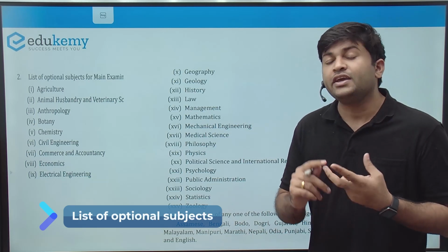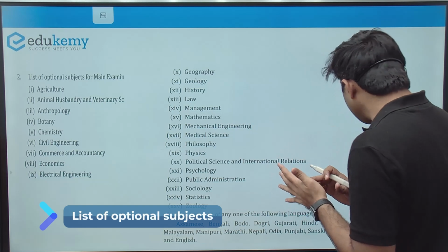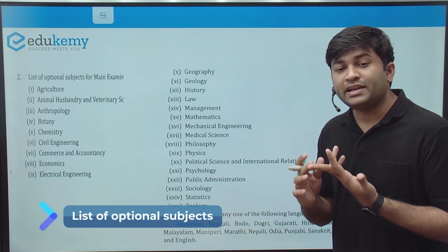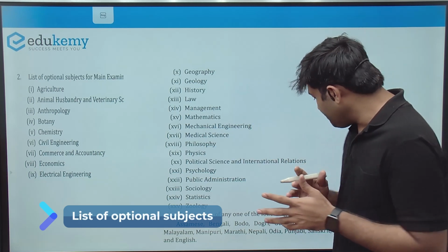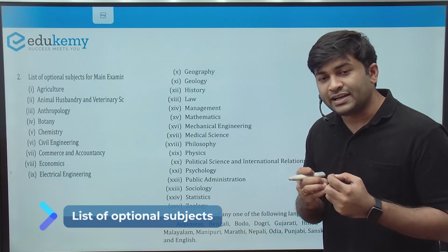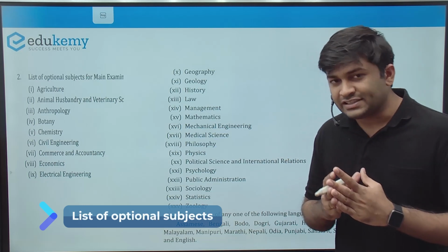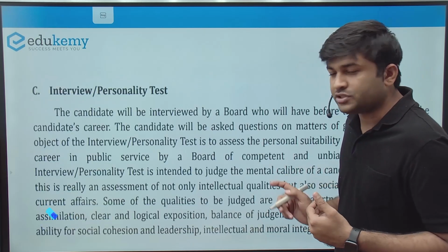Assamese, Bengali, Bodo, Dogri, Gujarati. You have Hindi, Kannada, Kashmiri, Konkani, Maithili, Malayalam, Manipuri, Marathi, Nepali, Odia, Punjabi, Sanskrit, Santhali, Sindhi, Tamil, Telugu, Urdu, and English. So any one of the languages can be chosen as a literature option.